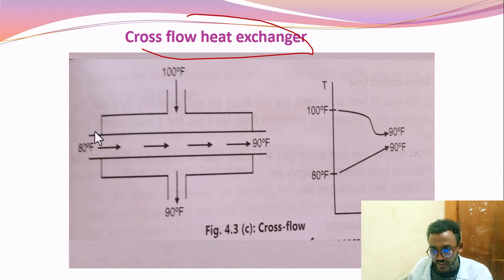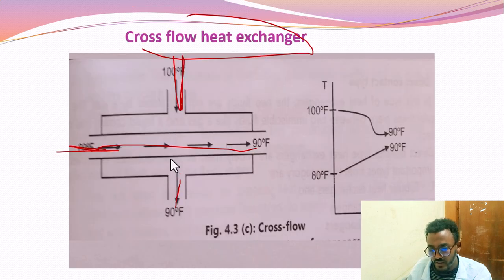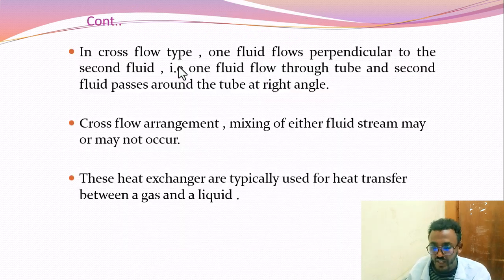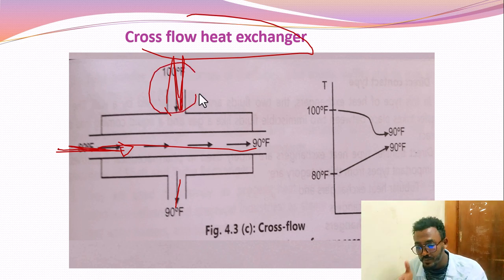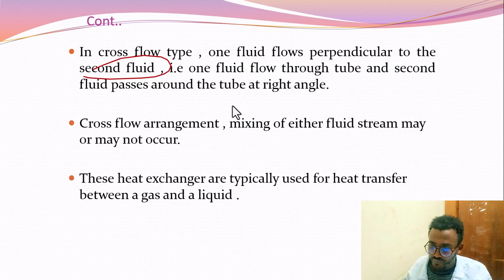You can see the cross flow heat exchanger. Okay, this one is, I think, for counter flow, but let's go for cross flow. In the cross flow type, one fluid flows perpendicular to the second fluid. This is totally different. As you can see, they are at a perpendicular direction. We call them cross flow because one fluid is crossing the other fluid. So we call this cross flow heat exchangers.